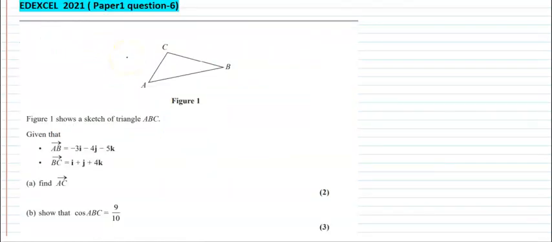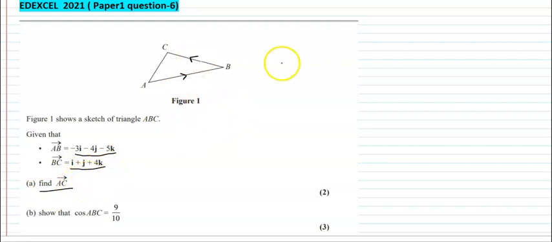So my next question is Edexcel 2021 paper 1 question number 6. Here a triangle is given, ABC are the points, and here the AB vector is given, A to B vector is given 3 minus 3i minus 4j and minus 5k, and the B to C vector is given i plus j plus 4k, and you need to find AC.